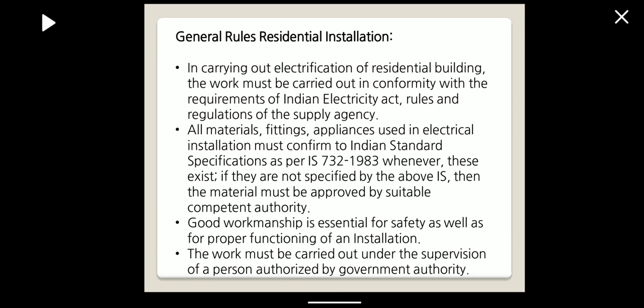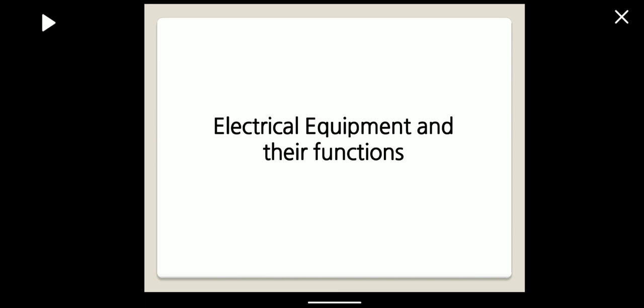Next rule is, good workmanship is essential for the safety as well as the proper functioning of the installation. That means a knowledgeable person is very important for that. Then next is, the work should be carried out under the supervision of a person authorized by the government authority. So the person who takes the tender and does the installation must have a government authorized license. So these are the general rules for the residential installation.